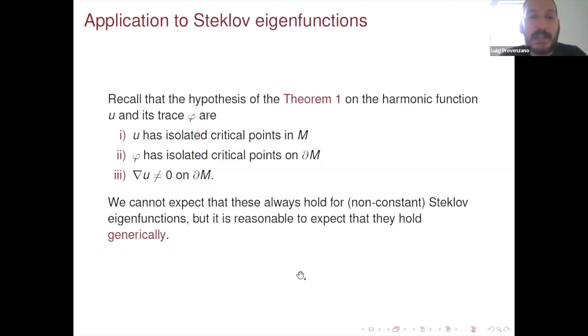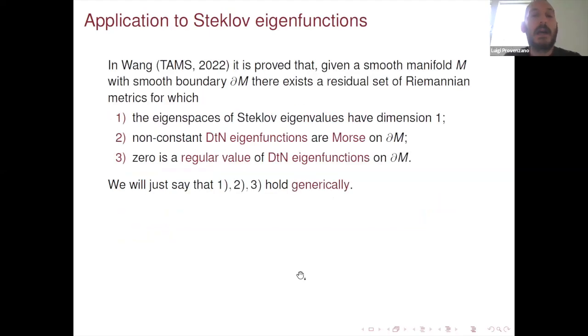I will show you also later, but you already understand what they are, the eigenfunctions on disks, of course. But it is reasonable to expect that they hold generically, which means that there is a dense subset of smooth metrics for which these properties hold. And now a recent paper by Wang, 2022, proves that these three properties that I list here are generic for non-constant Steklov eigenfunctions.